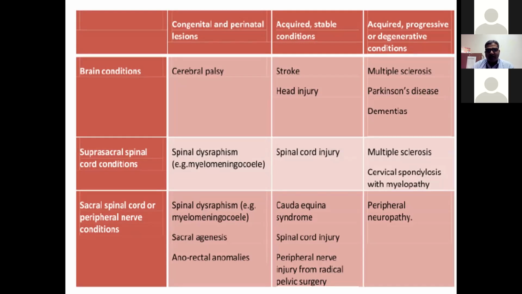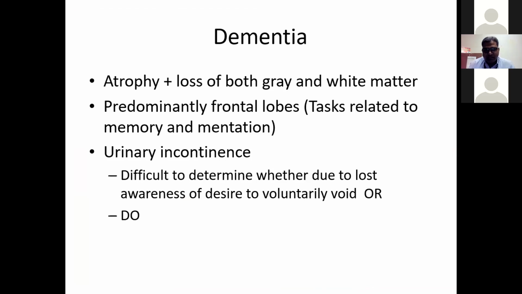For the sacral spinal cord and peripheral nerve conditions, again, the congenital conditions include meningomyelocele, sacral agenesis, and anorectal anomalies. Acquired conditions include cauda equina syndrome, spinal cord injury, and peripheral nerve injury from radical pelvic surgeries. And progressive conditions might include peripheral neuropathy because of the acquired conditions. I will just briefly touch upon 4 or 5 conditions which can have impact on the lower urinary tract system.